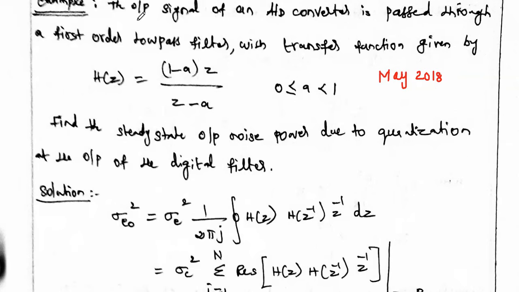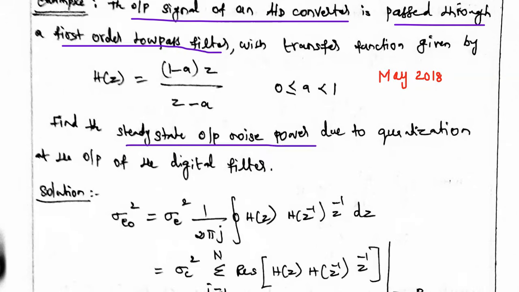So you see the question: the output signal of an A to D converter is passed through a first order low pass filter with a transfer function given by H of z is equal to (1 minus a z) divided by (z minus a), where the constant a lies between 0 and 1. Find the steady state output noise power due to quantization at the output of the digital filter.